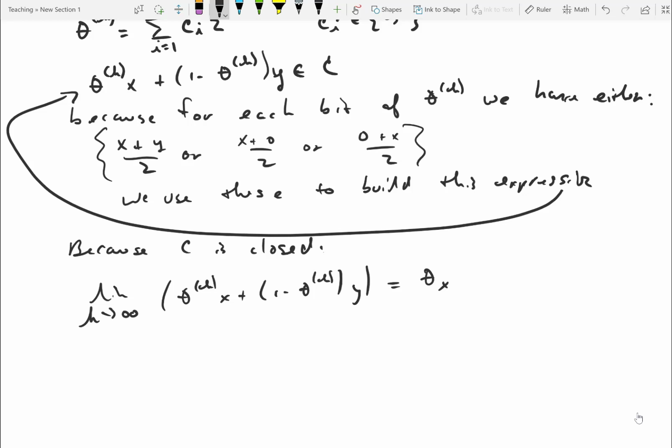many bits we have. So if theta to the k is the closest representation of theta that we have in k bits, then if we have an infinite number of bits, it's an exact representation of theta. So this expression simply is theta x plus 1 minus theta y. And because the set is closed, this will also be an element of C. And then that finishes our proof.